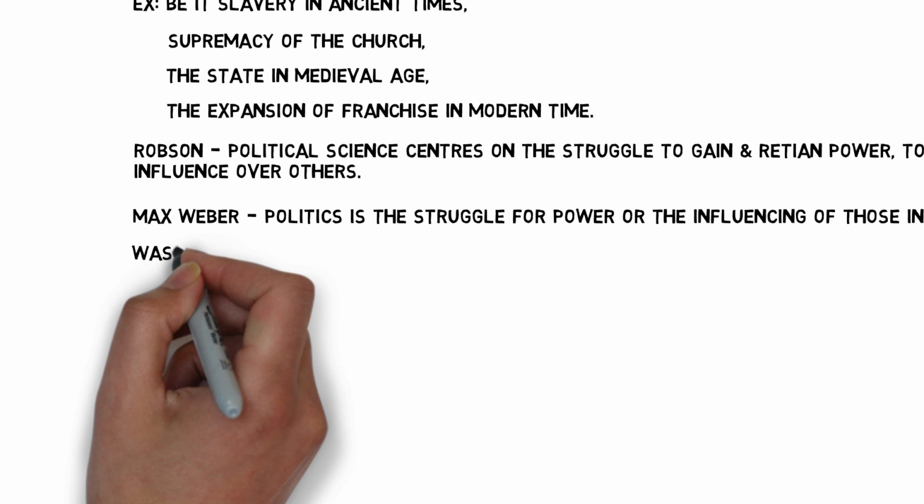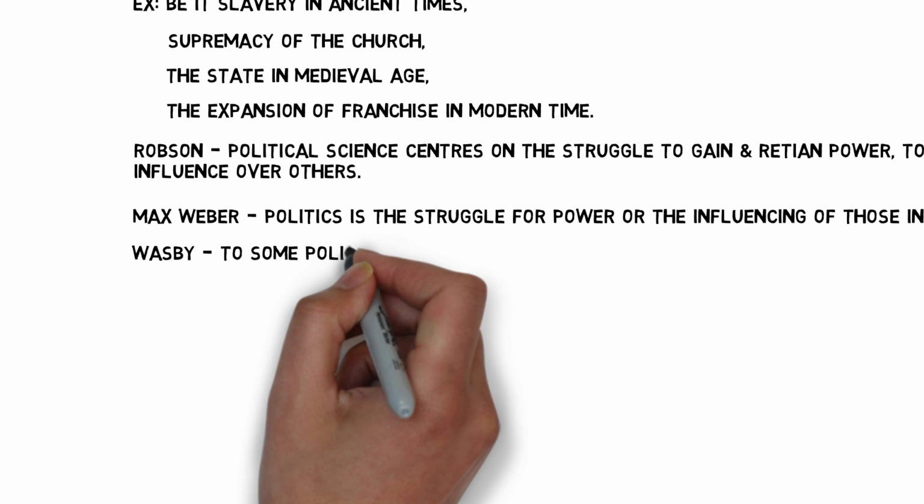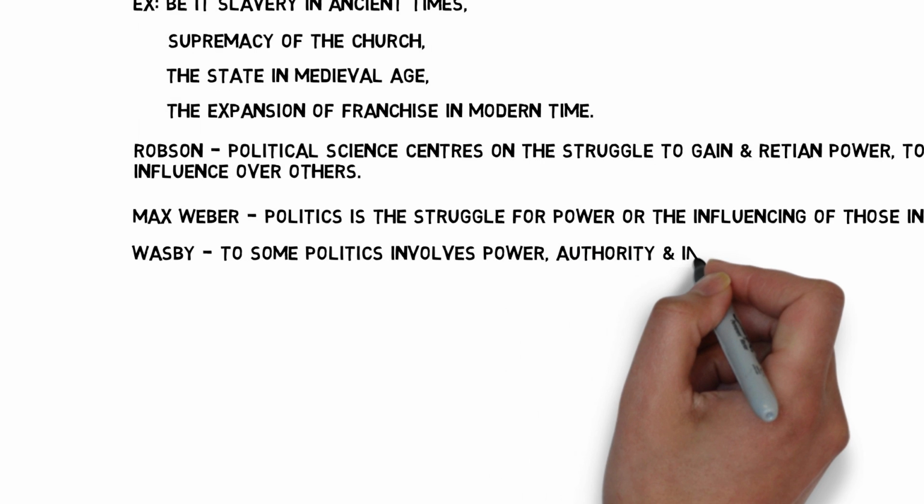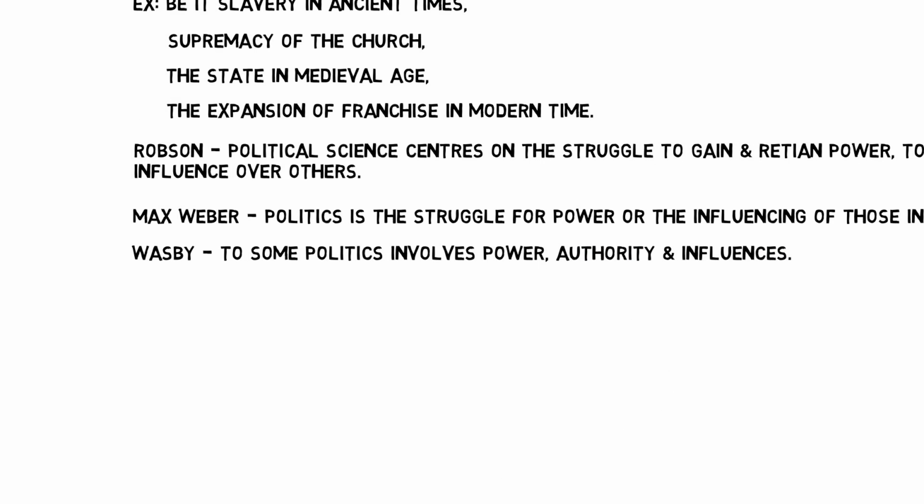Then we have the next scholar called Wasby. According to him, to some, politics involves power, authority, and influence. According to Wasby, power has different manifestations in politics. For example, for some it is authority, whereas for some it is influence.